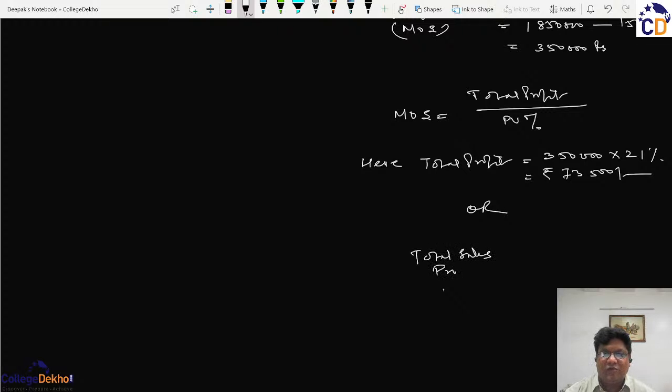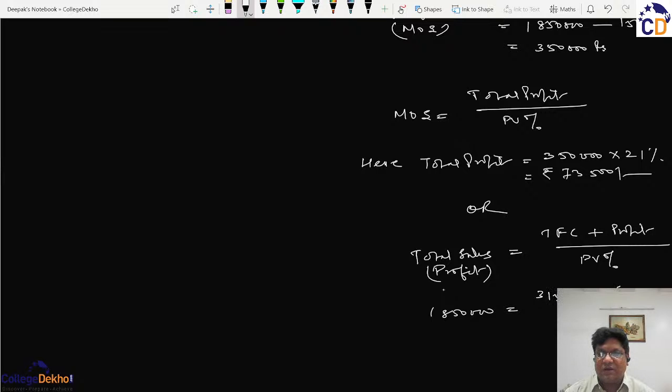which is giving the profit, that is in this case the figure of 18 lakh 15,000, must be equal to the total fixed cost plus the profit which you are expecting divided by the PV ratio. So in this case, this figure of 18 lakh 15,000 will be equal to the total fixed cost of 3 lakh 15,000 plus the desired profit which is required to be calculated divided by the PV ratio of 21%.